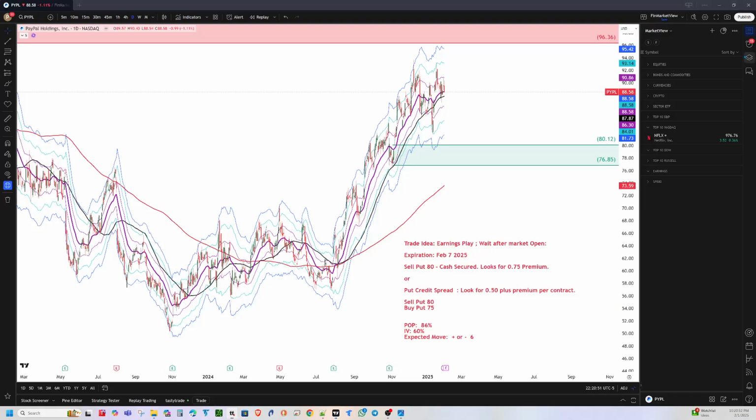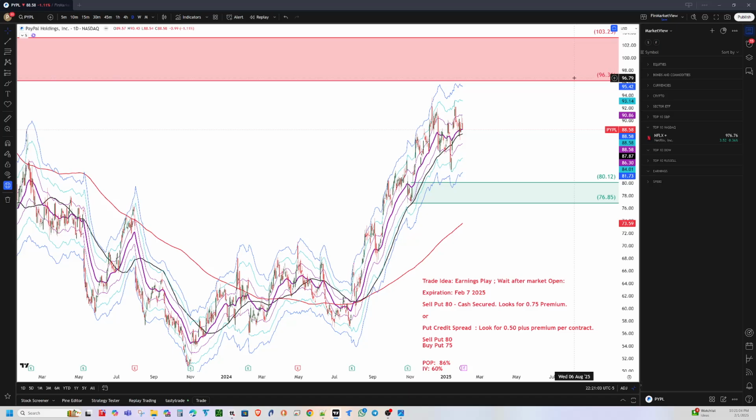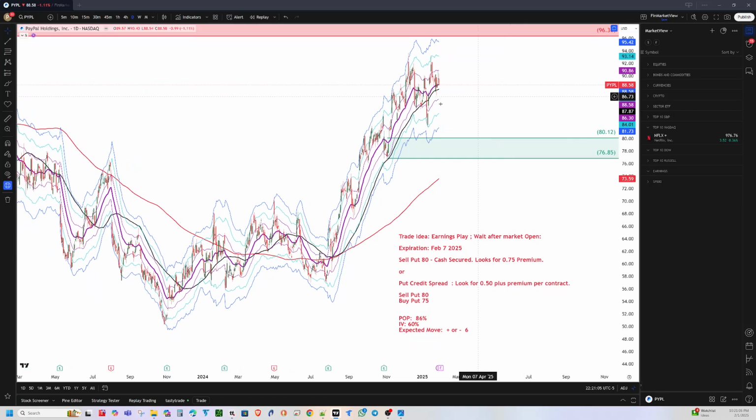So market makers have already expected this stock can go either to the 90s or probably to the 80s, and this 80 is again a high probability support, and 96 above is a high probability resistance. But I'm looking for this option.